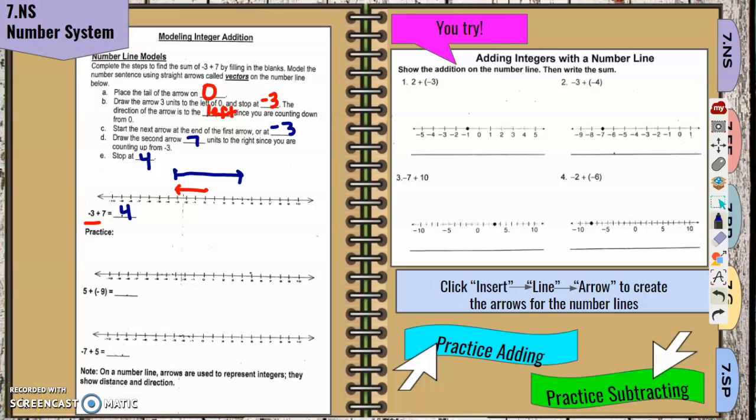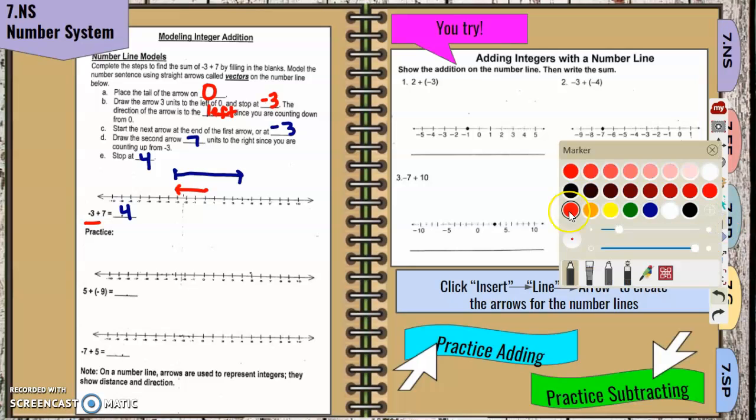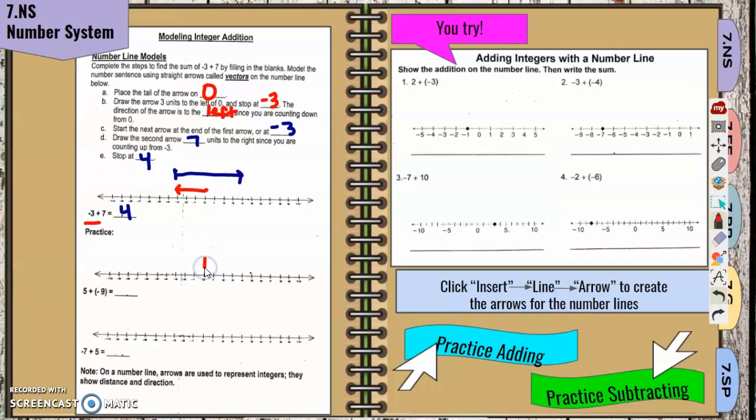All right, so we're going to do this same thing for the next two. First thing I do is place the tail of the first arrow on 0. So I'm always starting at 0. This problem says 5 plus -9. So my first number is 5. That's a positive number, which means I'm going to the right 5 spaces until I stop at 5.